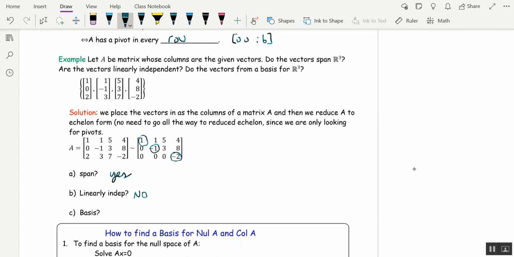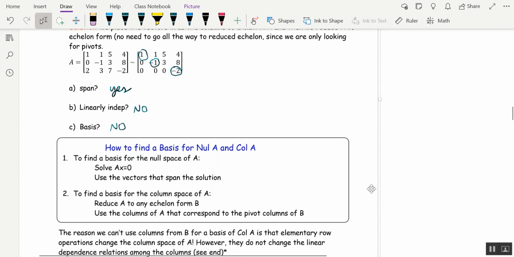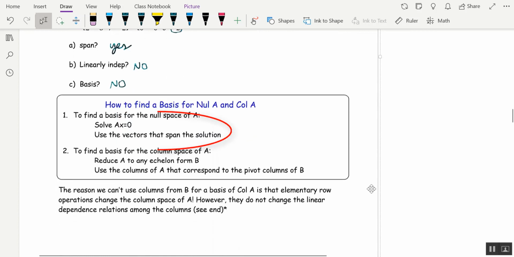So do the columns form a basis for R3? No, because the only way that answer could be yes is if the answers to A and B were both yes. So now here's what we're after: how to find a basis for null A and col A. To find a basis for the null space, you just solve Ax equals 0 and use the vectors that span the solution. Okay, we already did this on page 2. The example at the top, we went through this process.